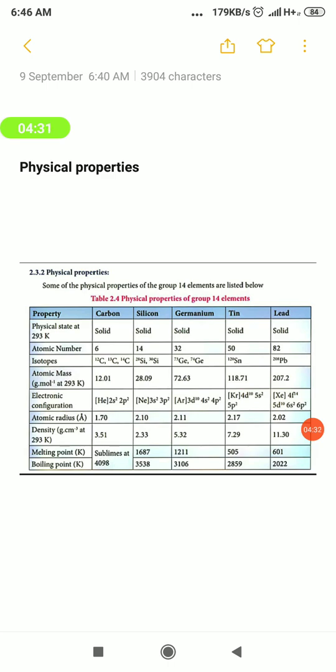Okay, so with this electronic configuration over, and then atomic radius, density, and then melting and boiling points we have to study. Just have a reading on it. It's not so important, only for your understanding it's given. Okay, electronic configuration is important.